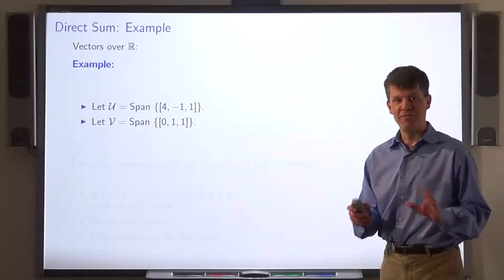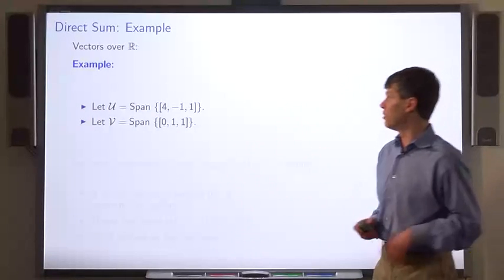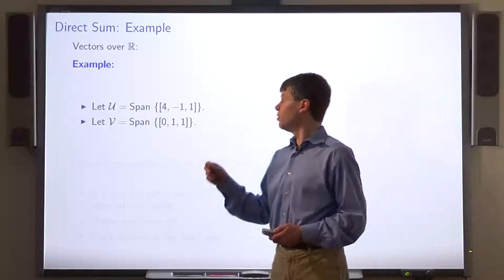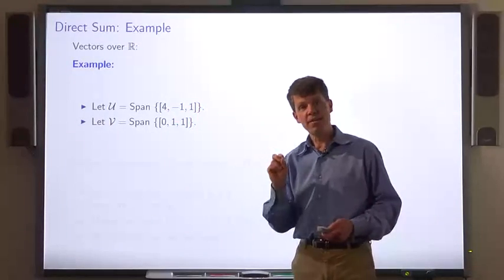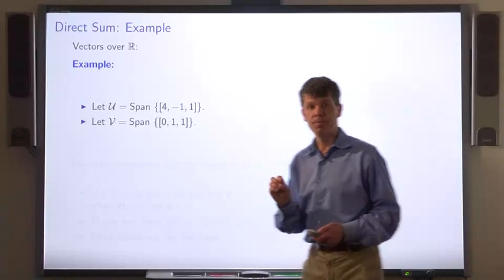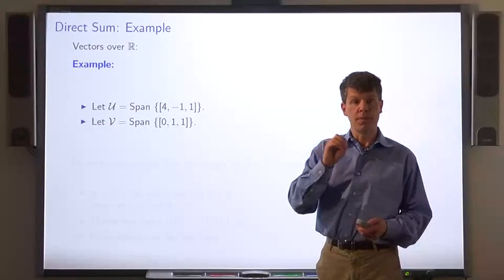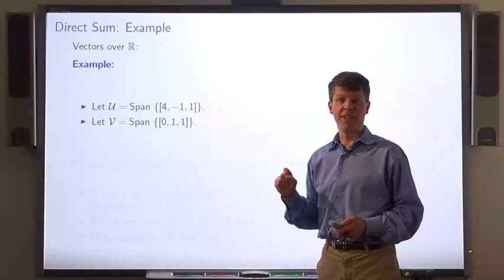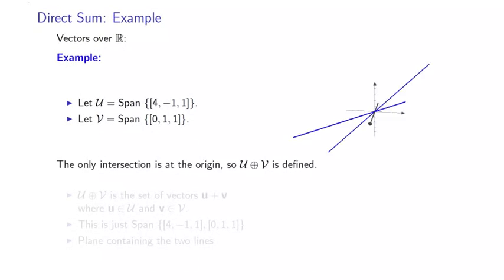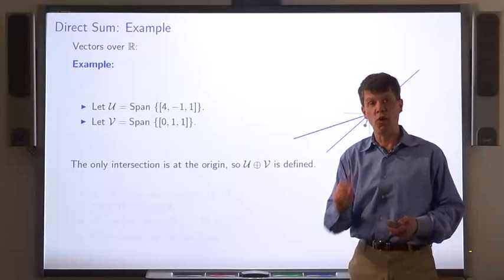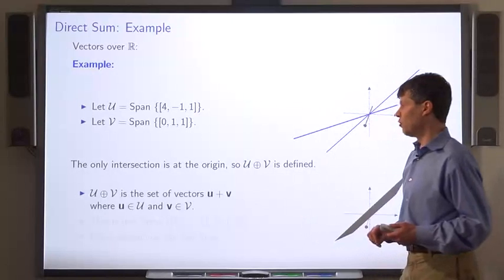Let's do another example of direct sum of vectors over the reals. We'll define big U to be the span of the set consisting only of this vector. You remember, the span of a set consisting of one vector is the line through the origin and the point represented by the vector. Similarly, let big V be the span of a set consisting of this vector. So this is also a line. Now, the only intersection of these two lines is at the origin. That is, big U and big V share only the zero vector. So we can form the direct sum.